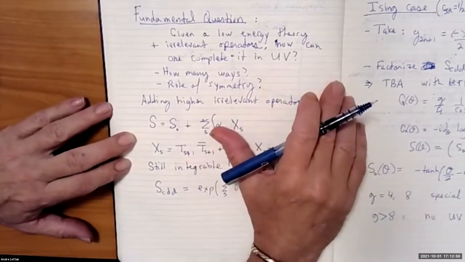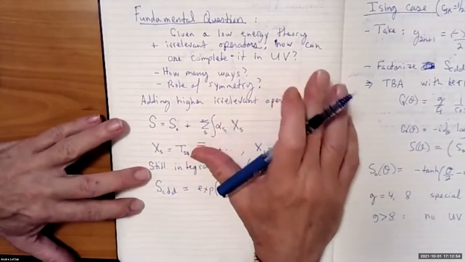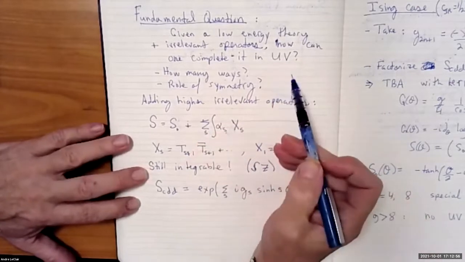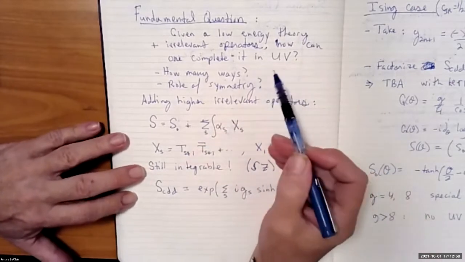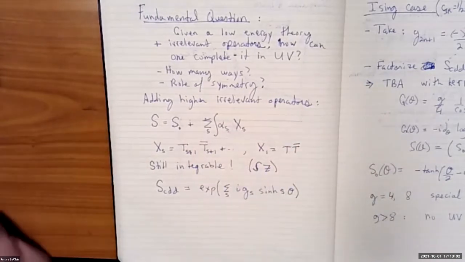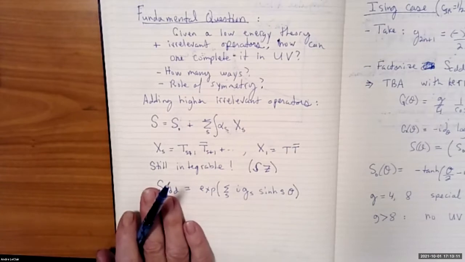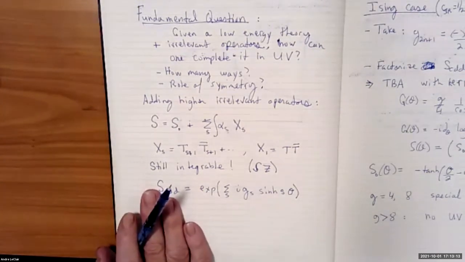And certainly for decades, I think most people would answer no, because of the standard reasons that you generate more and more non-irrelevant operators in the infrared, and then you have an infinite number of couplings and you lose predictive power, okay? Which is, in a sense, still true.